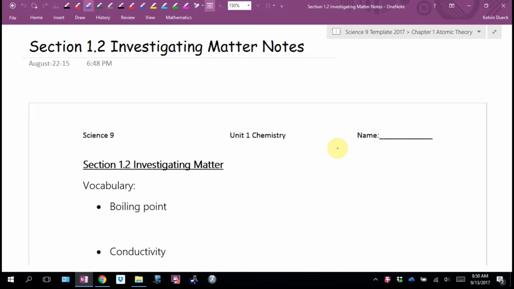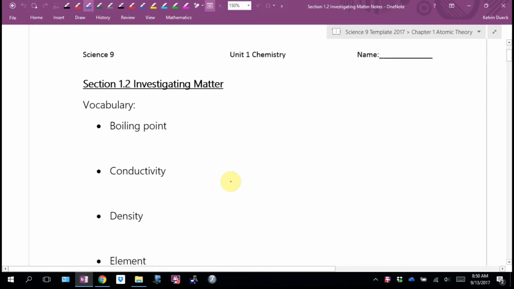This is probably, in Science 9, one of my favorite topics, this big unit on chemistry, because you're going to learn the basic fundamentals of how everything is put together. We're going to start off with some review. This is section 1.2 from your textbook.